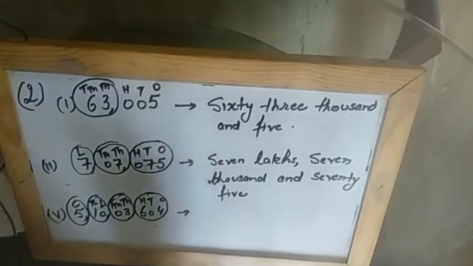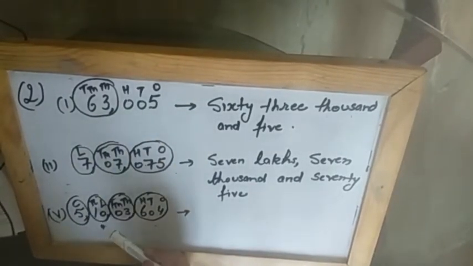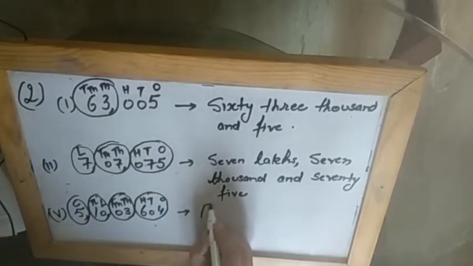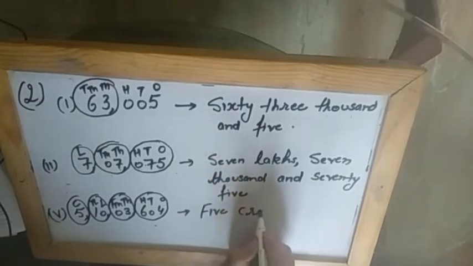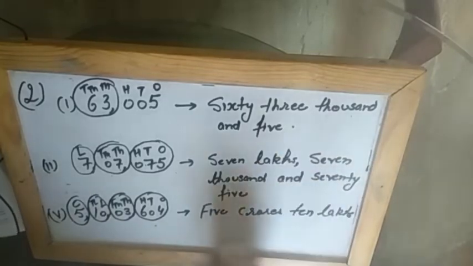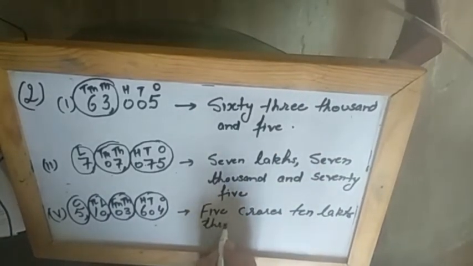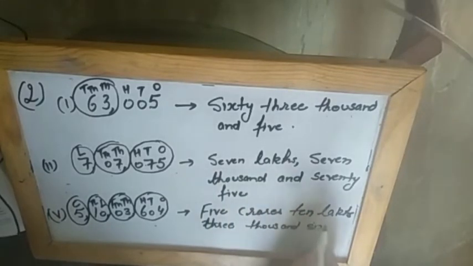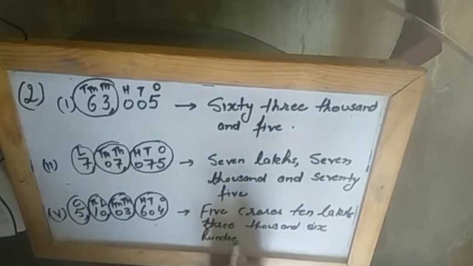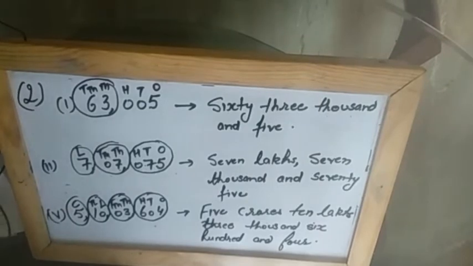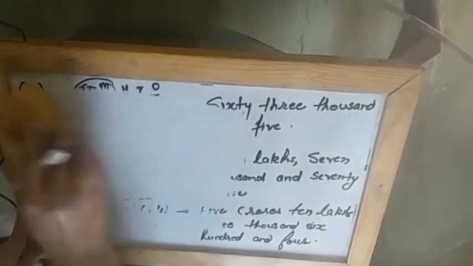So how will I read this number? It's 5 crores, 10 lakhs, 3,604. So I'll write this as 5 crores, 10 lakhs, 3,604. So this is how you write in words. This is how you write in the words. So now I'll come to the third question.